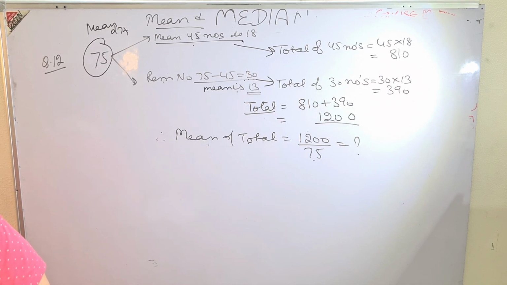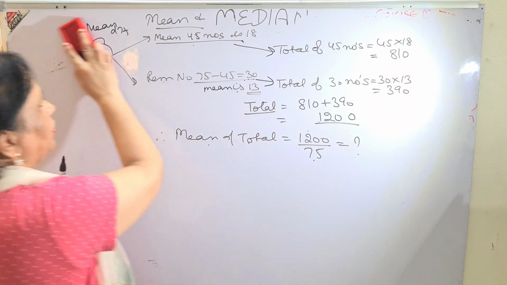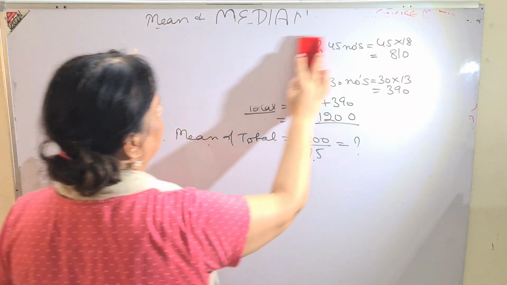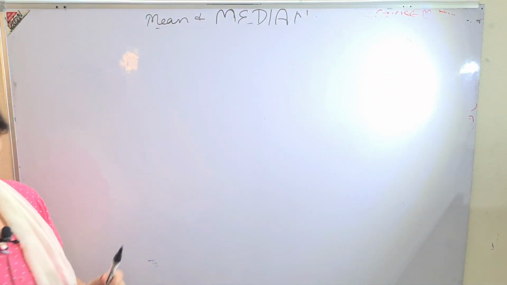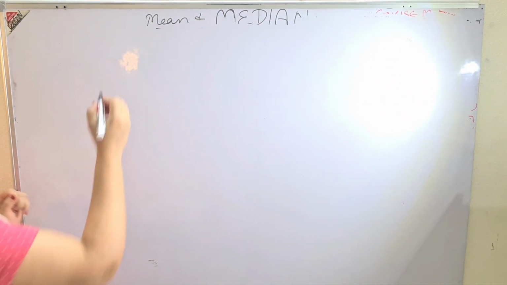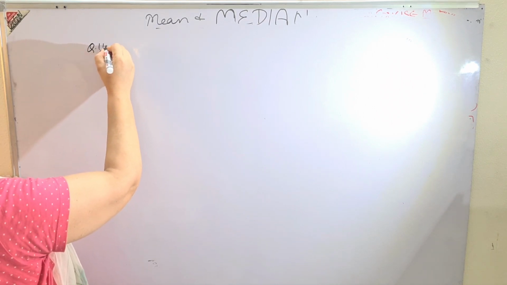Then question number 14, an important sum that had come in the paper last year also. Question number 13 is exactly the same as the 12th sum. The 14th I will do. Total students are 100. Question number 14.